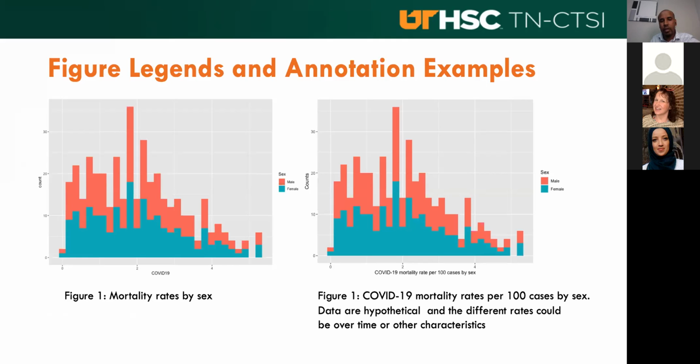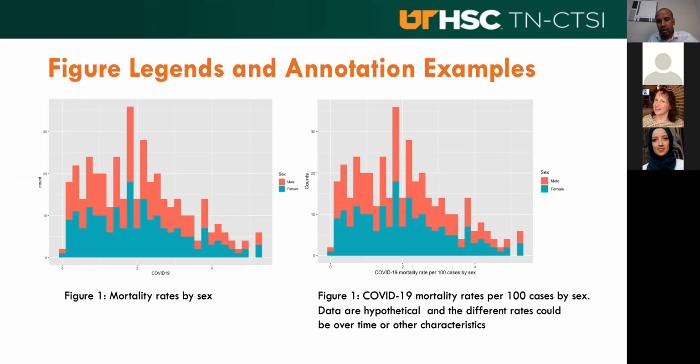Again, in figures, we said you have to include figure legends in order to make the reader understand it. So this is, for example, a histogram of COVID-19, but there is less information about what this is. It looks like a good figure. Maybe some might say it's not a good figure, but there is not enough information. This is a mortality rate by sex of COVID-19.